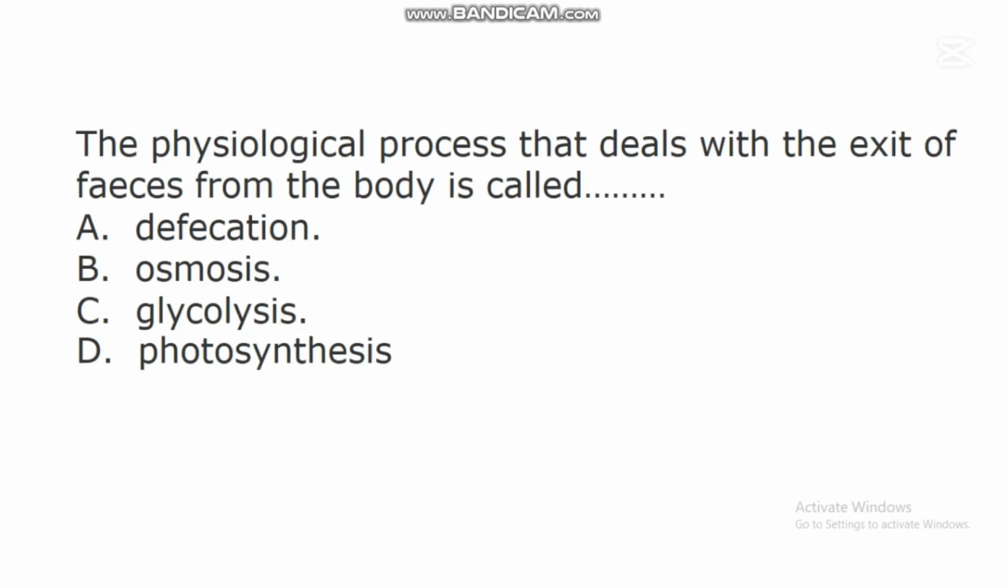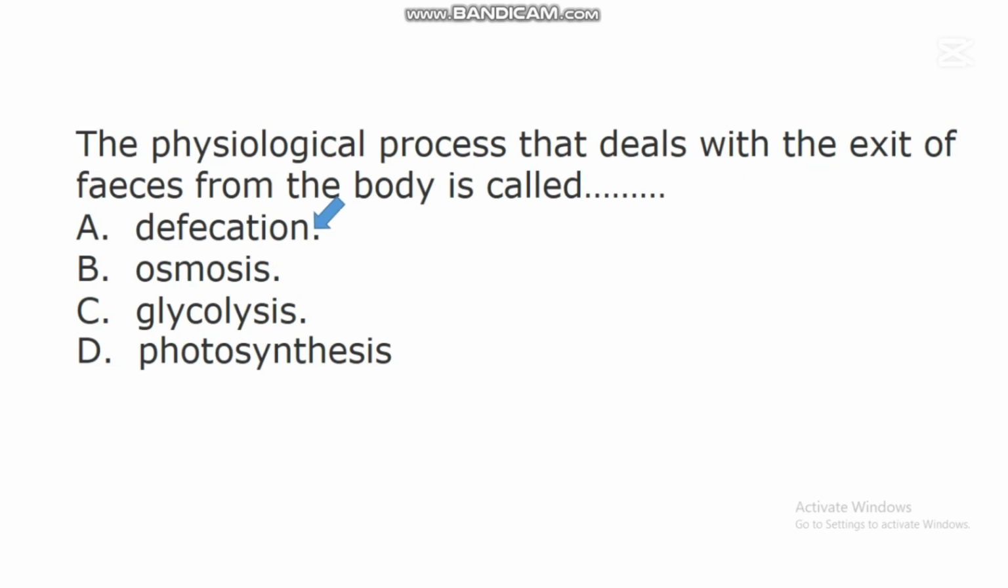The next question says, the physiological process that deals with the exit of feces from the body is called dash. A. Defecation. B. Osmosis. C. Glycolysis. D. Photosynthesis. In this question, the correct answer is A. Defecation. Defecation is the physiological process that deals with the exit of feces from the body.